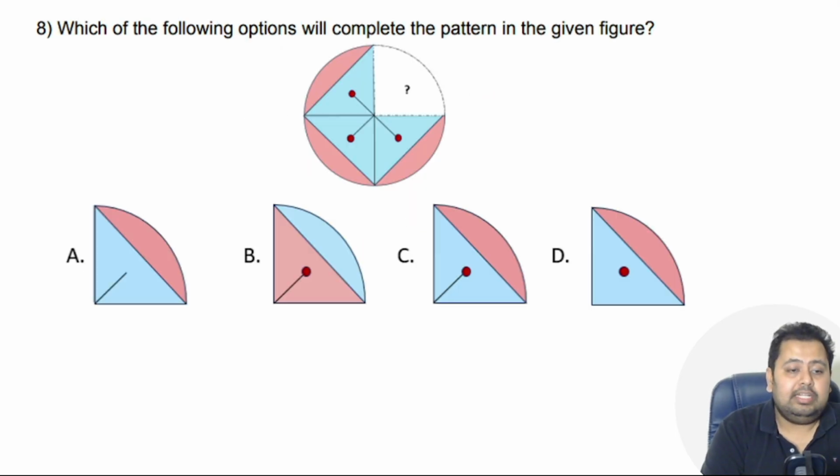Let's now go to question number 8. Which of the following options will complete the pattern in the given figure? So there is a pattern that you see in the given figure, but this part is missing. You have to find out what this missing part would look like, right? Again, pause the video, first solve it for yourself, and then move ahead and look at the solution.